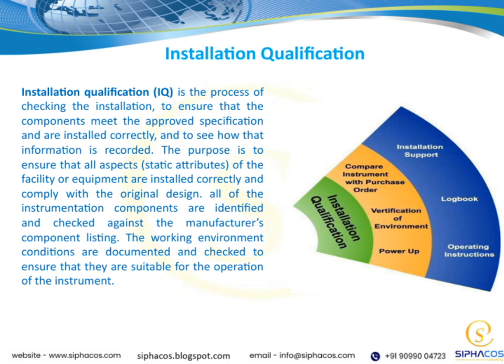It's crucial because proper installation is the foundation for reliable operation. During IQ, we identify each instrumentation component and cross-check it against the manufacturer's listing. This ensures that everything used is the right part and properly documented. Additionally, we document and check the working environment conditions, like temperature, humidity, or any other factors, to make sure they are suitable for the instrument's proper functioning. By thoroughly verifying these elements, we lay the groundwork for a smooth and compliant operation, which ties back to the overall goal of ensuring quality and regulatory compliance in our processes.